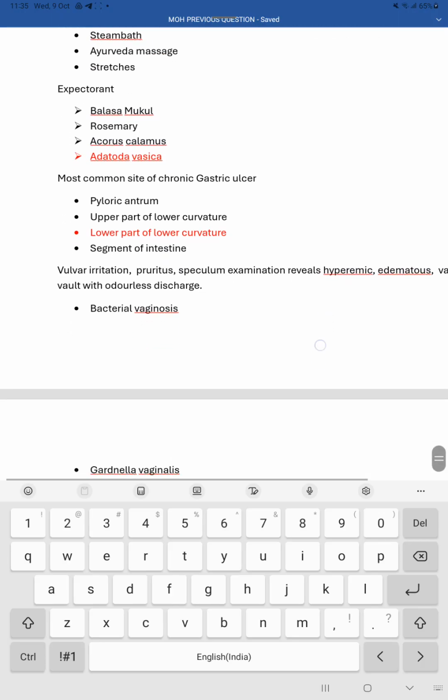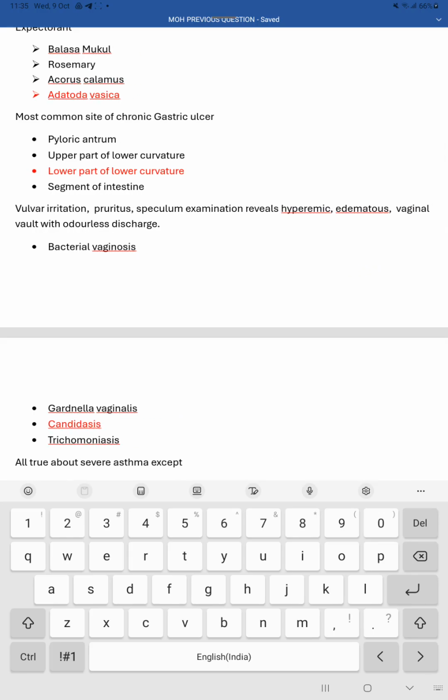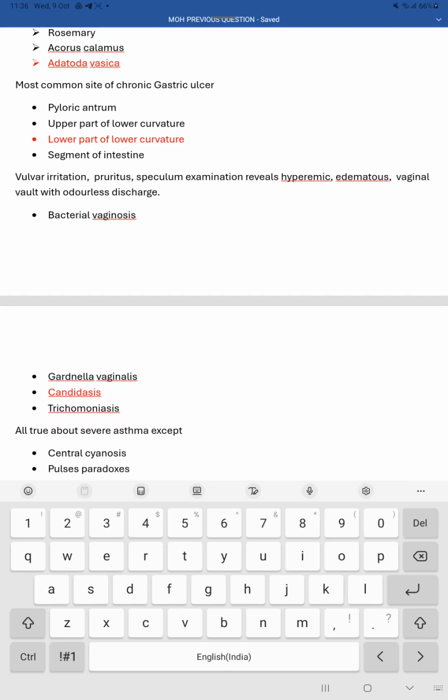Then another question is vulvar irritation, pruritus, speculum examination reveals hyperemic edematous vaginal vault with odorless discharge. Okay, so they are discussing an infection in the vaginal area. So the main thing for identifying this infection is odorless discharge, and severe pruritus is also mentioned, so that is indicating candidiasis.